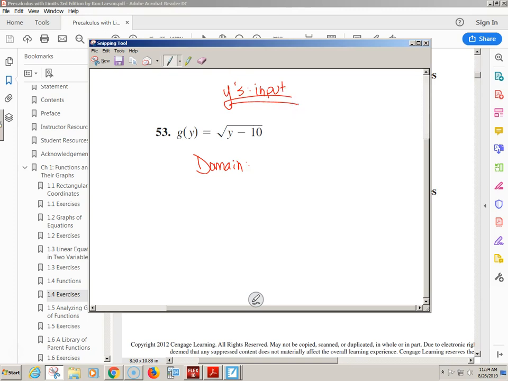So the domain is asking, what's legal in? So I have to take my square root domain rule from the notes: whatever is underneath a square root, I have to set greater than or equal to 0. So y is greater than or equal to 10. But it's weird because it's a y. I know, but that's the input. The other one was weird because it was ordered pairs and they had that little from A to B, which kind of redefined it. But this one, g of y, y is the input. Anything else?